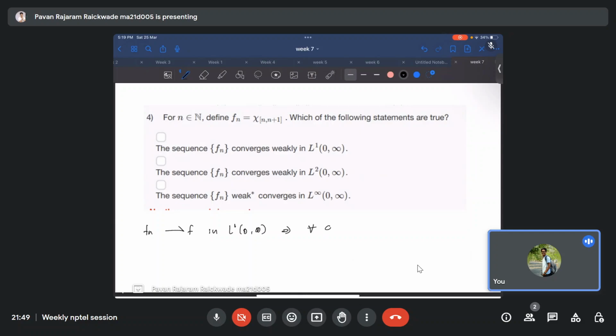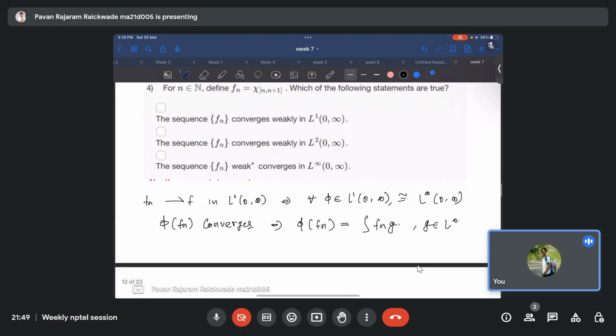That means for every phi belonging to L1(0, infinity), phi of fn converges to phi of something. But as you know, the L1 dual is identified with L infinity. So phi of fn is the integral of fn g for some g belonging to L infinity. It's actually a two-way relation: for any g, we can define a functional. So what we are getting is that for all g belonging to L infinity, the integral of fn g converges.